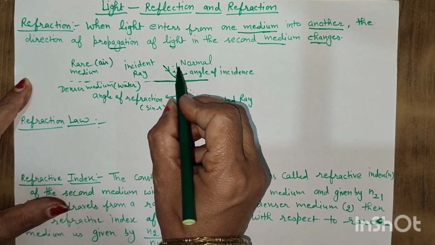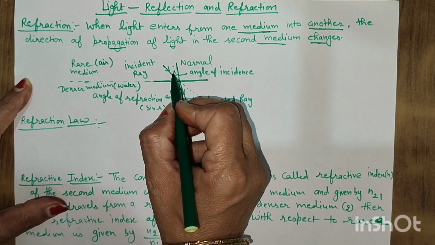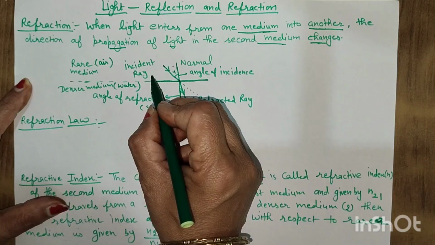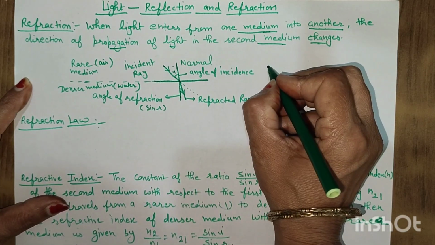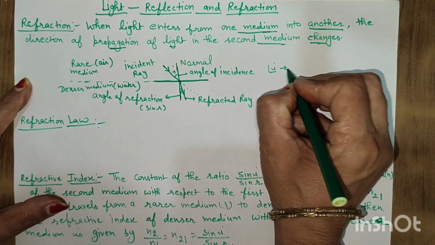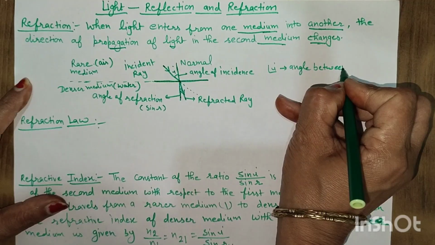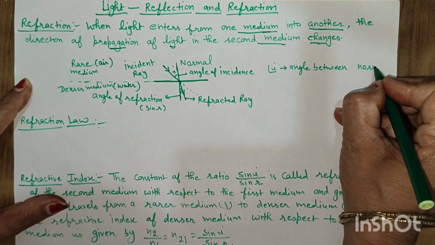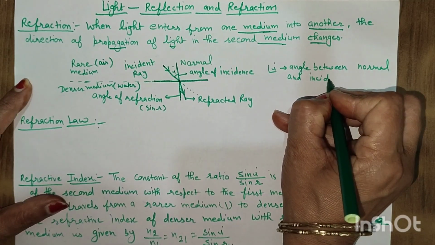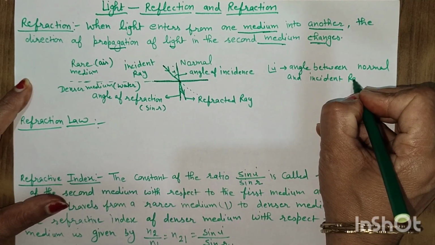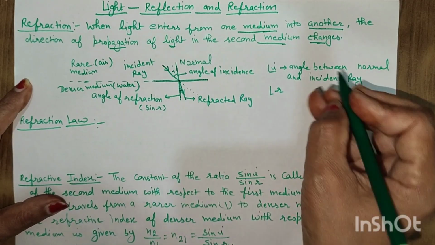The perpendicular to the surface is called the normal. The angle between the normal and the incident ray is called the angle of incidence, or incident angle. And this is the angle of refraction.